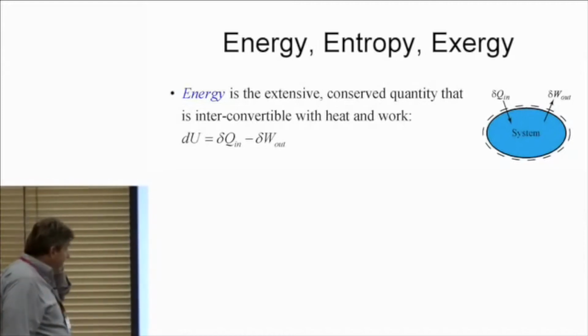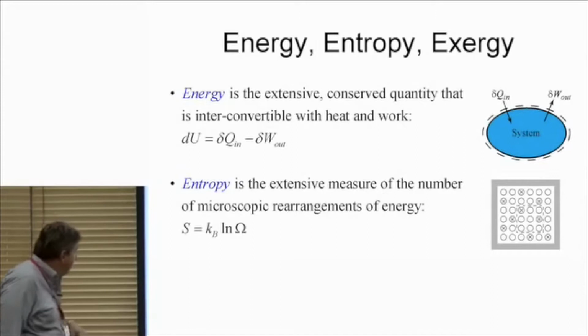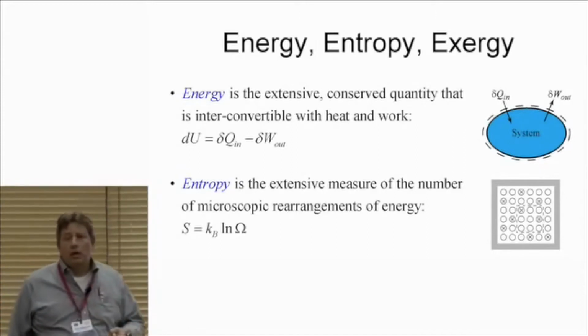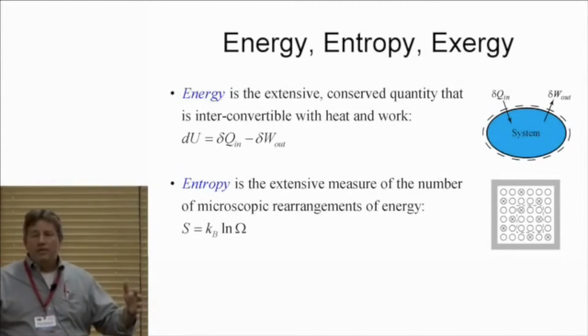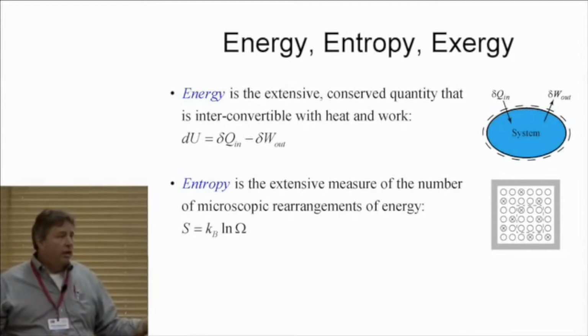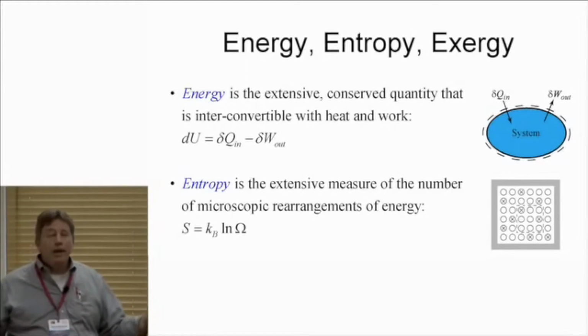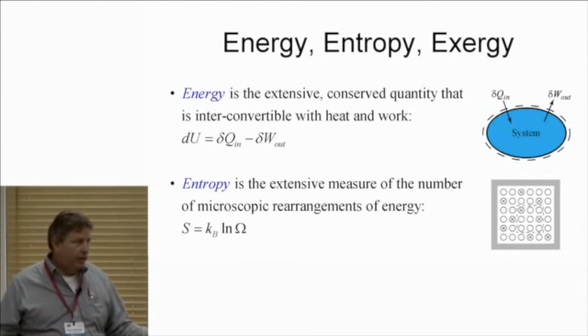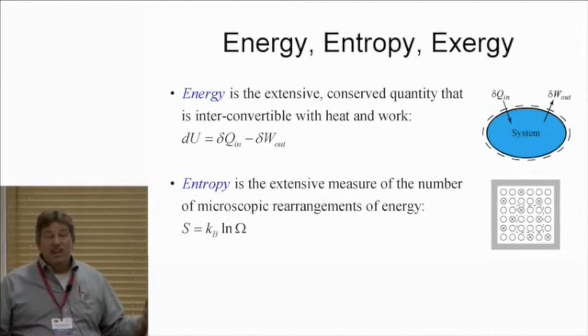Well, if that's energy, how about entropy? Entropy is the extensive measure of the number of microscopic rearrangements of energy. S equals k log omega. What on earth does that mean? I have a system, it has a certain amount of energy. If I can go in with that and microscopically rearrange it in omega possible configurations, the logarithm of omega multiplied by Boltzmann's constant, which is a little zero point thing that hangs out on the side, don't worry about that, is the entropy.